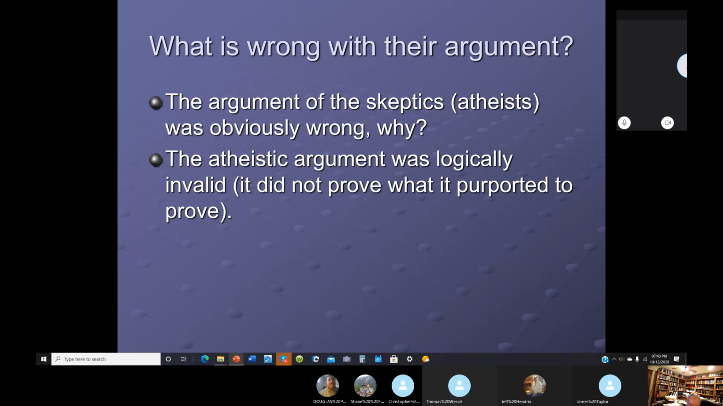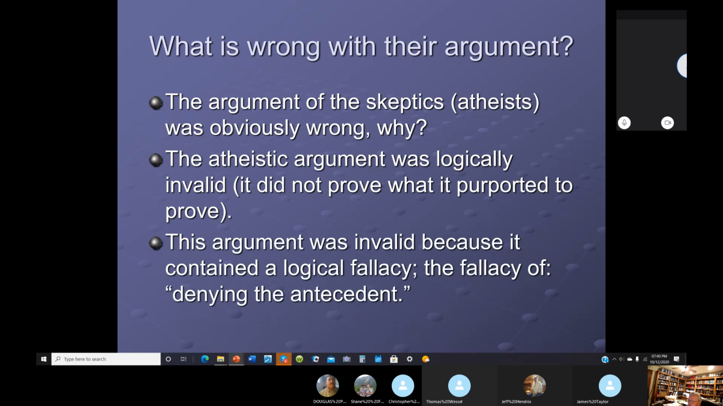And it was shown to be fallacious later on, but anybody that studied logic could see it was fallacious to begin with. So we need to have our young people understand how to reason. This scares me to no end because people don't know how to reason anymore. And because they don't know how to reason, we have trouble. We have all kinds of flawed reasoning going on. The argument was invalid because it contained a logical fallacy, the fallacy of denying the antecedent. Are there questions or comments?